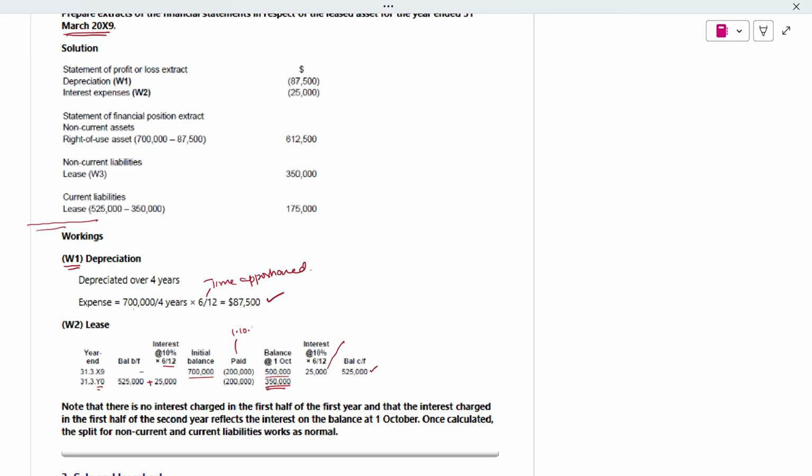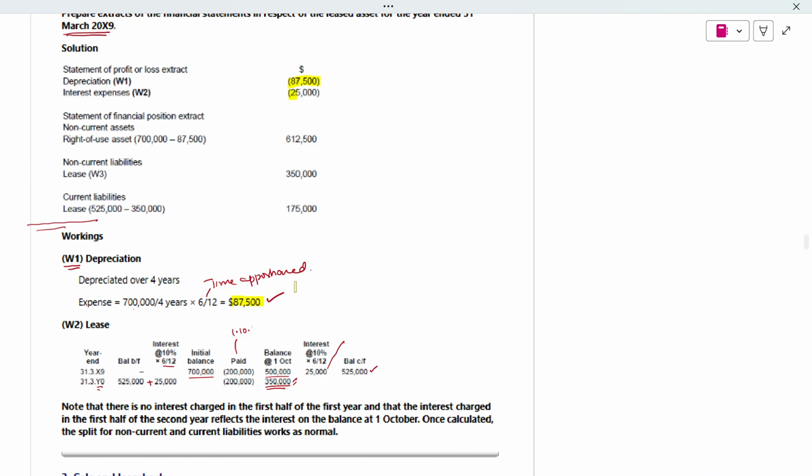525 plus 50, 550. 550 minus 200. Closing balance is how much? 350. Yes, 350. Okay, fine. Now, we have to be very clear. How much have we calculated depreciation? See the depreciation. 87,500, only for 6 months.